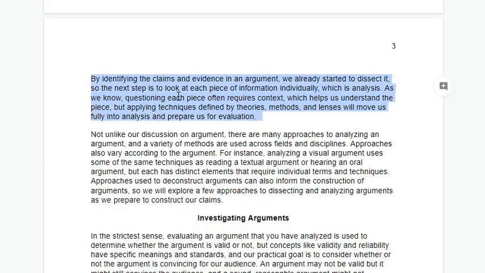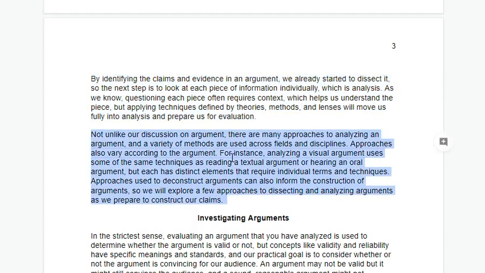By identifying the claims and evidence in an argument, we already started to dissect it. So the next step is to look at each piece of information individually, which is analysis. As we know, questioning each piece often requires context, which helps us understand the piece, but applying techniques defined by theories, methods, and lenses will move us fully into analysis and prepare us for evaluation.